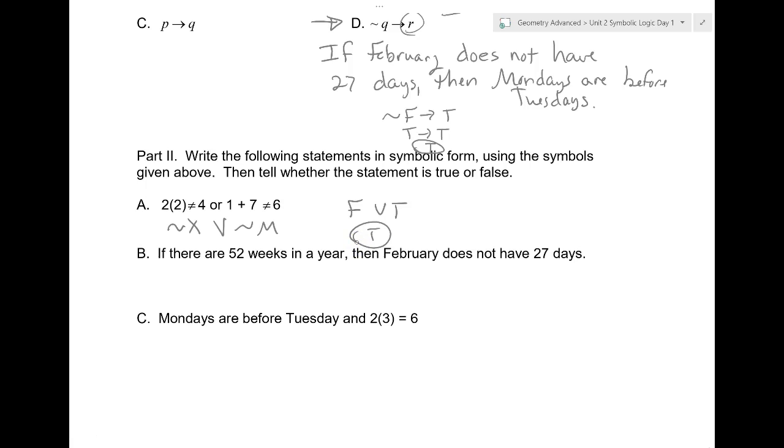If there are 52 weeks in a year, then February does not have 27 days. So what is this going to be? A conditional, conjunction, or disjunction? All right. So it's a conditional, let's write it down. So we got here, if P, then not Q is going to be your statement. Now, what are the validities of this? That's if true, then we said not false, which is true. So if true, then true is true.